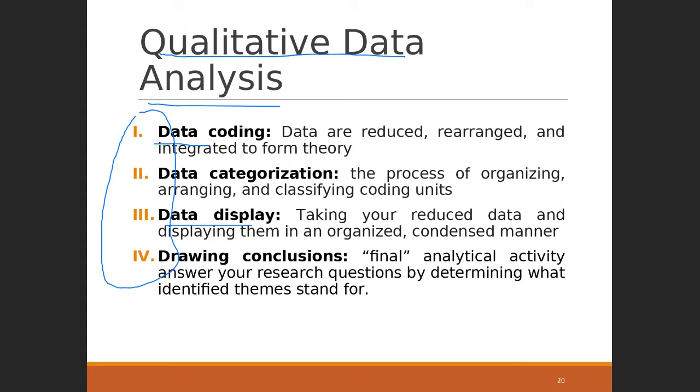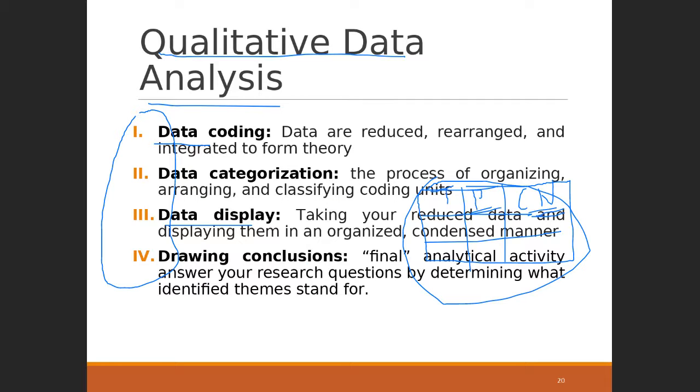It shows that it involves taking your reduced data and displaying them in an organized and condensed manner. If you recall our unit number 2, we discussed a qualitative research paper, and there the data was organized around 3 columns. The first column was themes, the second column was principal nodes, the third column was child nodes. So they displayed the data in an organized and condensed manner.